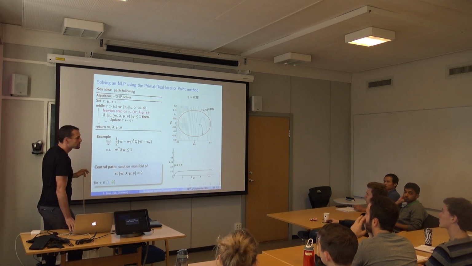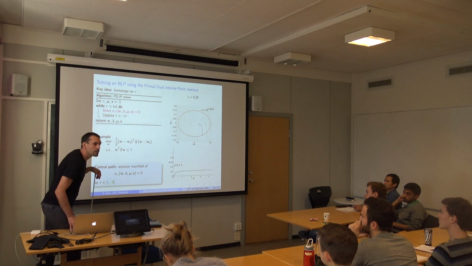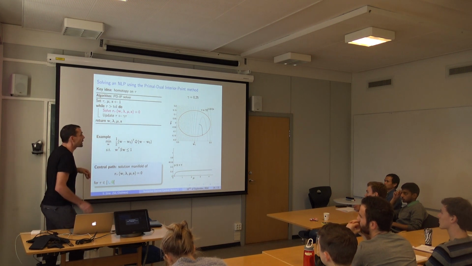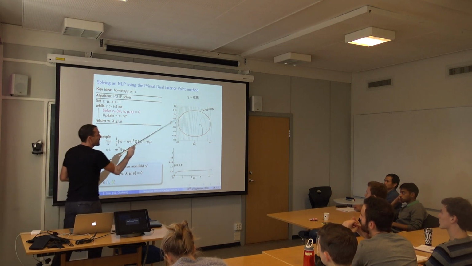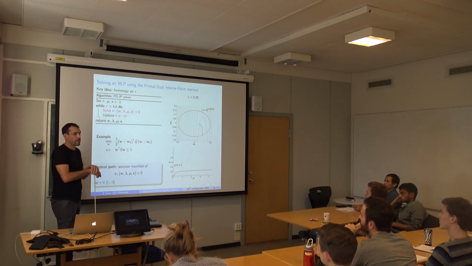Is this a very kind manifold, just a circle? Say it again. Isn't this a very kind manifold? Yeah, this constraint here. Yeah, it's actually a nice problem. It's actually convex and everything.